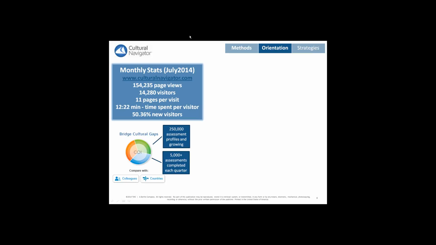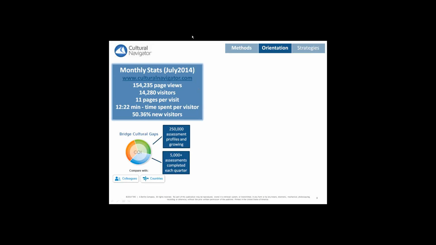There were, in July 2014, 14,280 visitors. On average, 11 pages were visited per user, per actual visit. About 12 minutes was spent by each visitor inside the Cultural Navigator, and a little bit more than half of all the visitors to the Cultural Navigator were new. And so we have a lot of returning visitors to the Cultural Navigator, a little bit less than half.